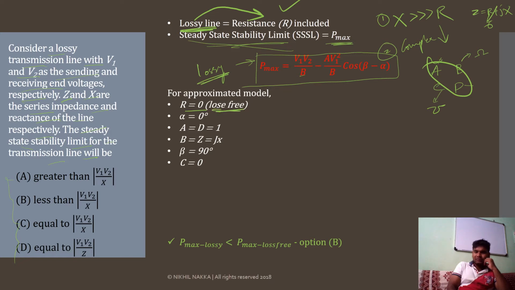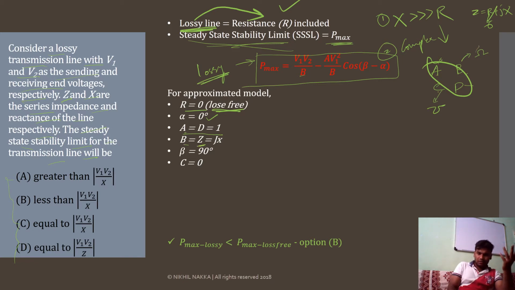Then it is called a loss free line, because resistance causes line loss. That is the reason you call it a lossy or loss free line. And A will be equal to D equal to 1, therefore alpha equal to 0. What is alpha? Alpha is the angle of A, because ABCD parameters are actually complex numbers. Again, B is equal to Z.